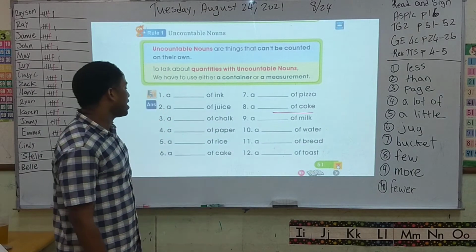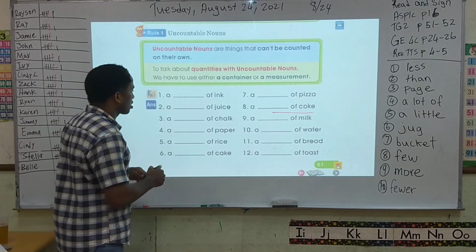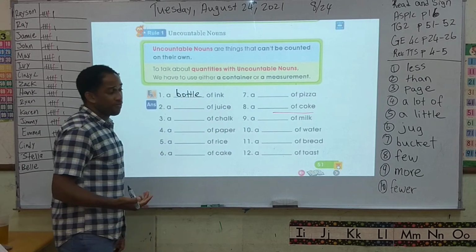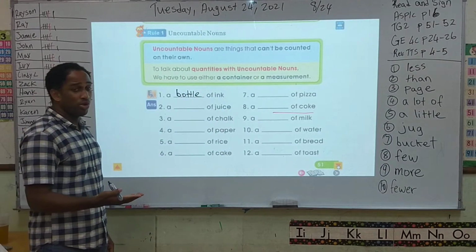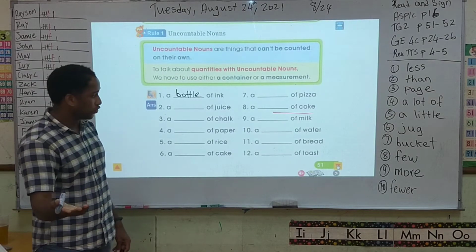So number 1, you have ink. With ink, you can see a bottle of ink. Good. So you write a bottle of ink. You can see the bottle is half full, or the bottle is empty, or the bottle is full.